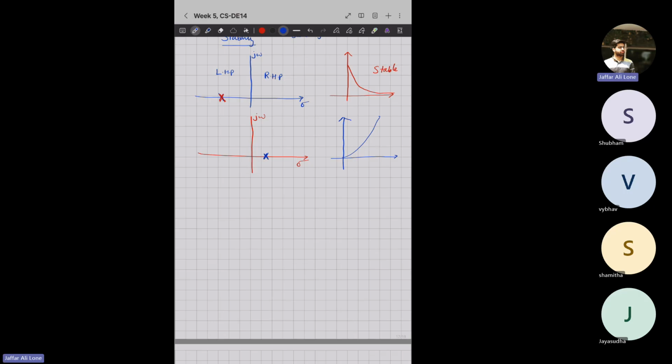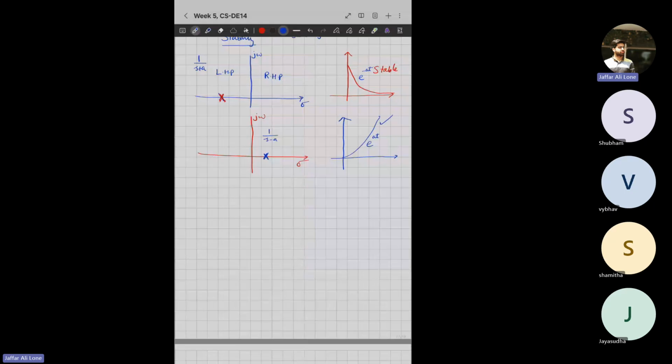The response can be thought of as a system like 1 divided by s minus a. If you take the inverse Laplace transform of this, you will get e raised to the power at, so this will be unbounded. Similarly, this can be thought of as 1 divided by s plus a. If you take the inverse Laplace, it will be e raised to the power minus at. Fine.